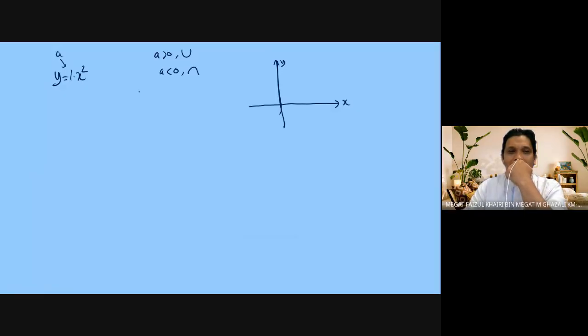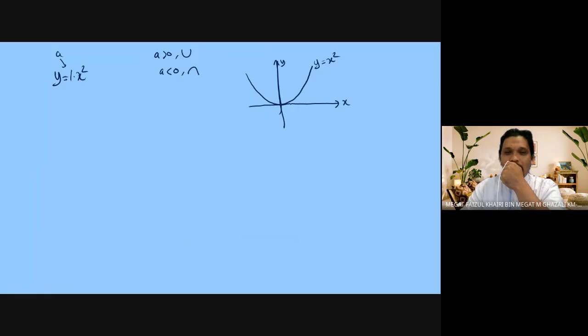So y equal to x squared. When x equal to 0, y equal to 0. When x equal to 1, y equal to 1. When x equal to 2, y equal to 4, it is double. According to the formula, it is x squared here. So you will get a graph something like this. Now this is y equal to x squared.